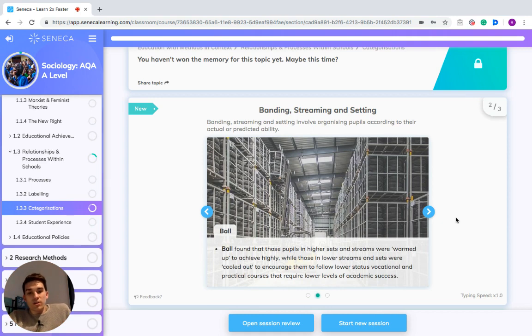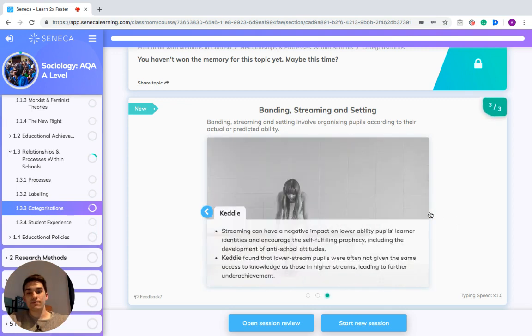Ball did some research that found that those pupils in higher sets and streams were warmed up to achieving highly, while those in lower streams and sets were cooled out to encourage them to follow lower status vocational and practical courses that required lower levels of academic success.